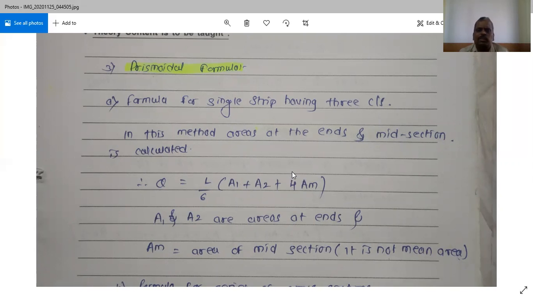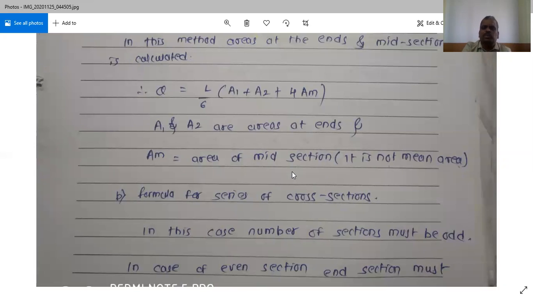For the first strip having 3 cross sections, in this method the area of the ends and the mid section is calculated. Q is calculated by L by 6 into bracket A1 plus A2 plus 4AM, where A1 and A2 are the areas of the ends and AM is the area of the midsection. See here, AM is the area at the midsection and it is not the mean area. Remember this: you have to find the area of the midsection and take that as the mid-sectional area. It is not the mean area.